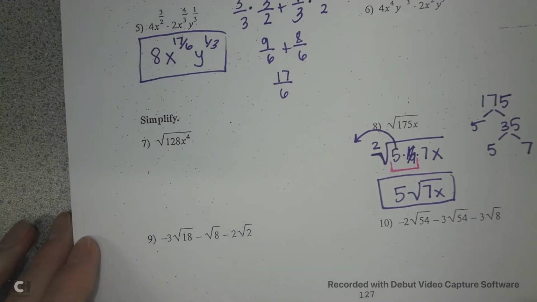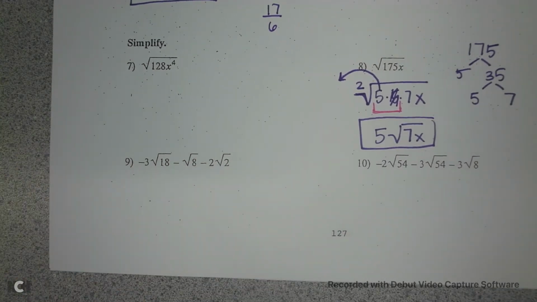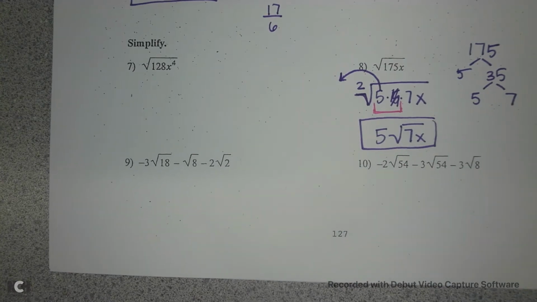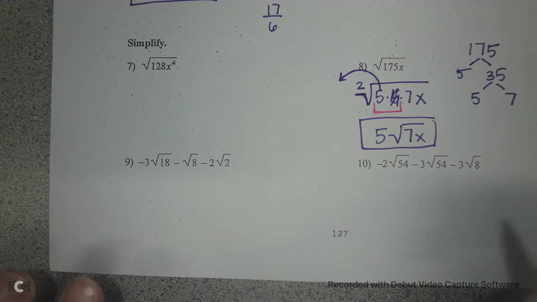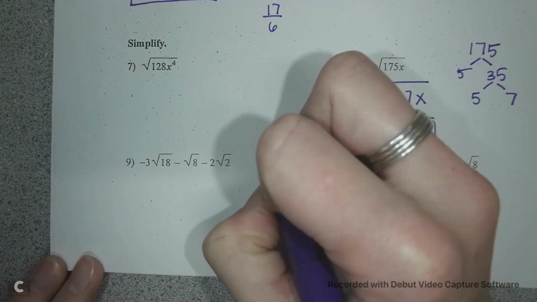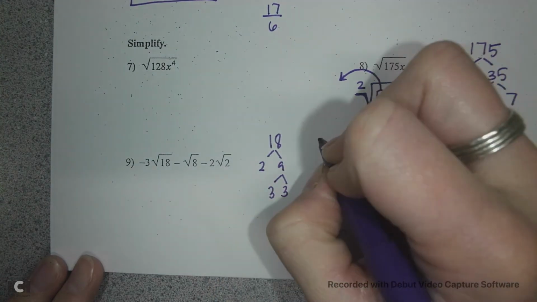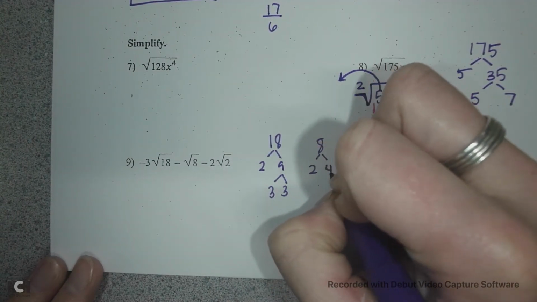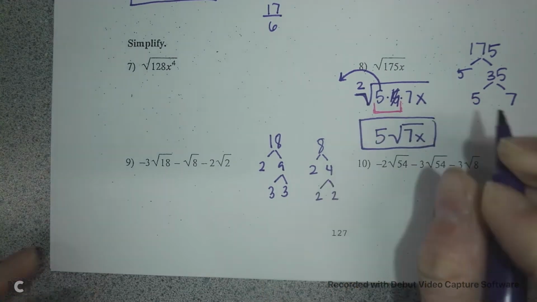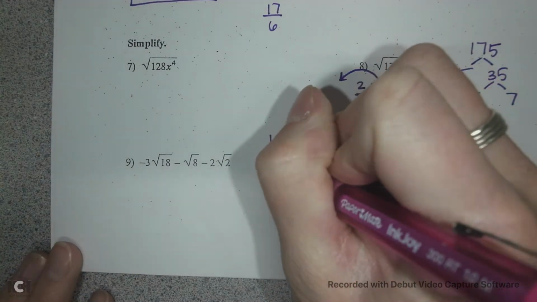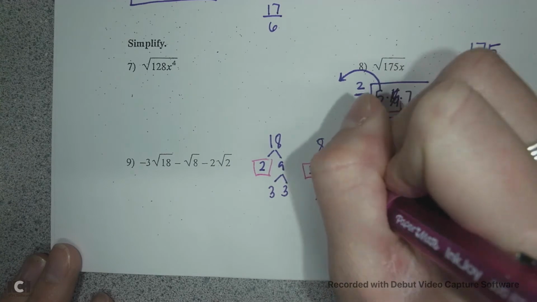On number 9, you can only simplify radicals if they have the same number under their root and the same number sitting on their shelf. So we should probably reduce these to start. Let's look at 18. 18 divided by 2 is 9, and the 9 is made up of 3 and 3. And then 8 divided by 2 is 4, and 4 is made up of 2 and 2. So in my 18, I'm left with a 2, and on my 8, I'm left with a 2.